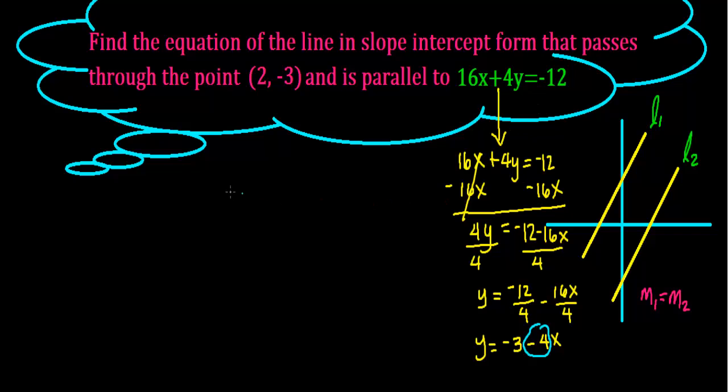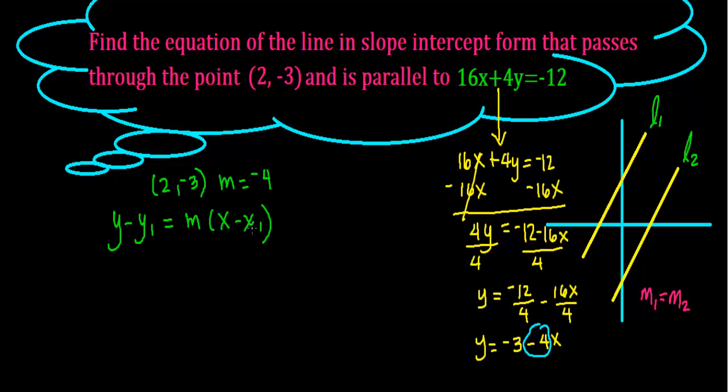So over here to the side, I'm going to go ahead and write down the information that I have. I have a point where the line passes through, and I just recently found its slope. There it is. Now with this new information, I can find my equation. I begin with the point-slope form because I have a point and a slope.